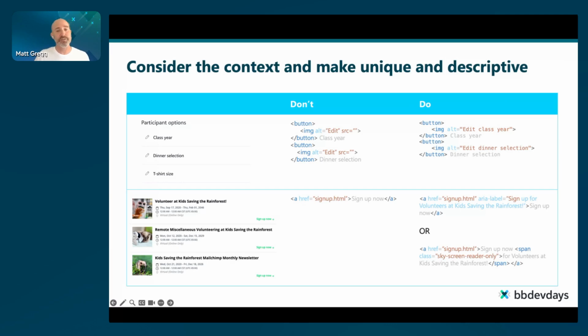So maybe it's not there for visual users, but it's going to be there for assistive technology. And this example shows there's a class in SkyUX, a CSS class you can use to do that, to kind of move that off screen. So it's there for assistive technology users, but it's not going to be there visually.